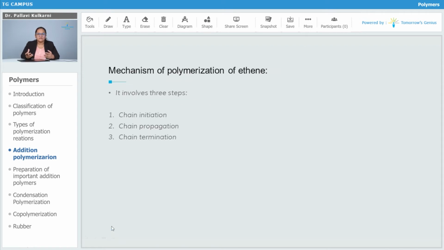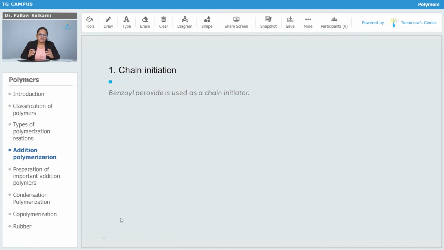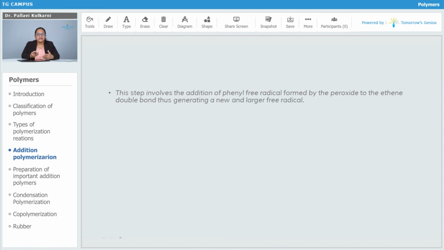Let us learn the mechanism of this addition polymerization. We will take one example, the preparation of polyethylene by using the monomer ethene. It involves three main steps. First one is the chain initiation, next one is the chain propagation and the last one is the chain termination. In the first step, chain initiation, the role of benzoyl peroxide or any radical initiator is very important. This radical initiator is going to initiate the reaction, that is, it is going to create the free radical which is required for this reaction.